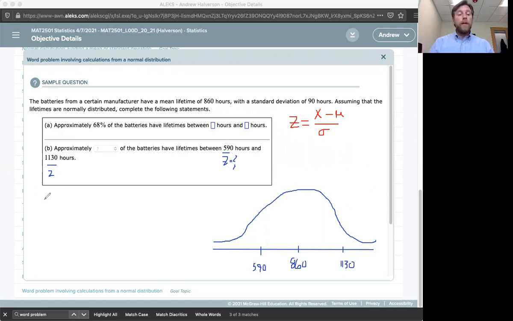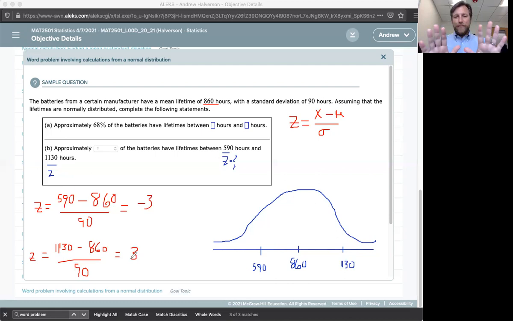So for 590, the z-score is 590 minus the mean, which is 860, divided by 90 for the standard deviation. When you do that calculation, you should get the value of -3. Okay, we'll do the other one. So we'll do 1130 minus 860 over 90. And this one is going to give you a +3.